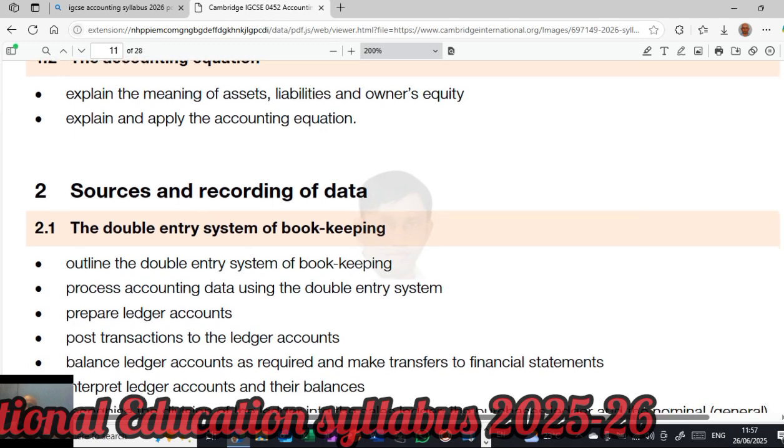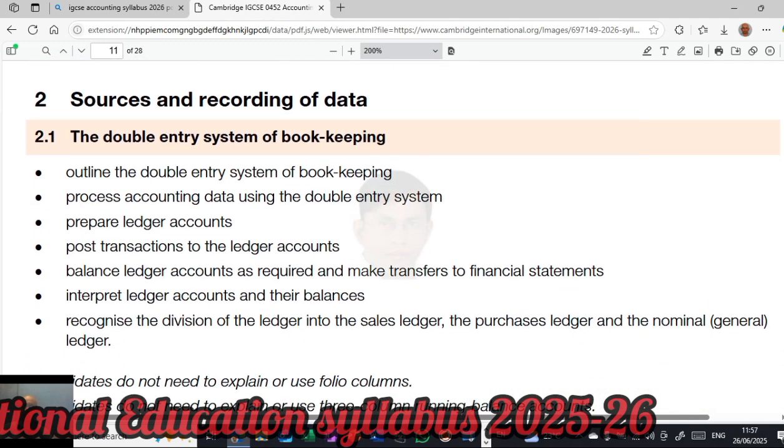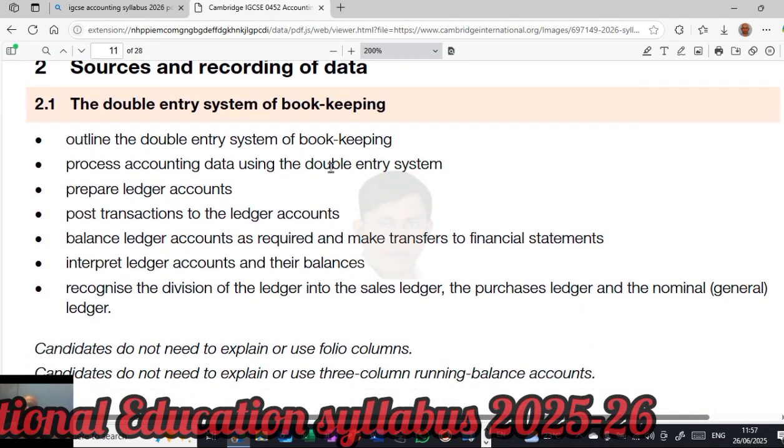Then the double entry system of bookkeeping. What does double entry mean? What are debit and credit, and why? Outline the double entry system of bookkeeping. Prepare ledger accounts, post transactions to ledger accounts, balance ledger accounts, and interpret ledger accounts and balances. Then the division of the ledger into the sales ledger and other divisions of ledgers as well.